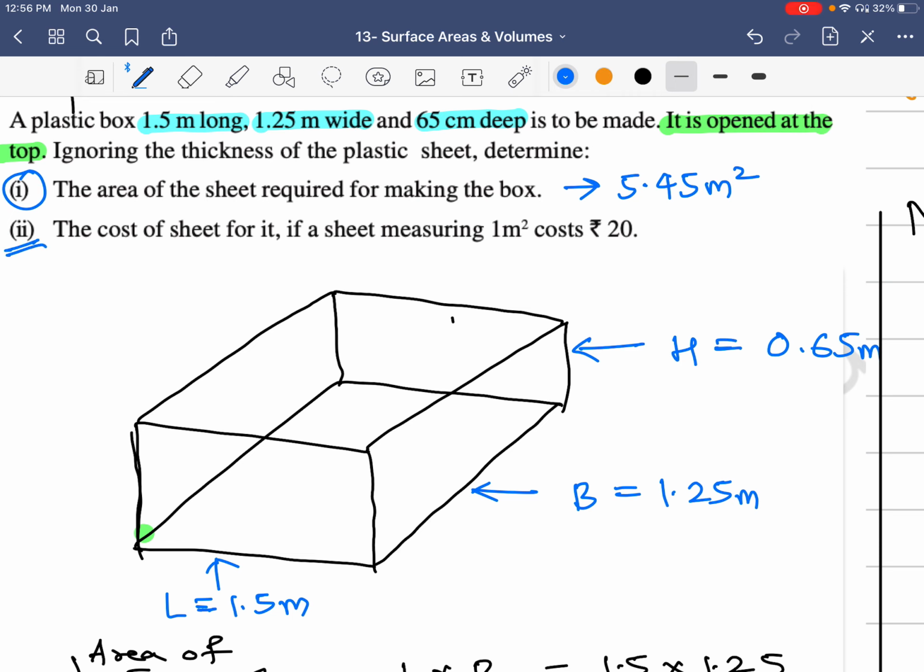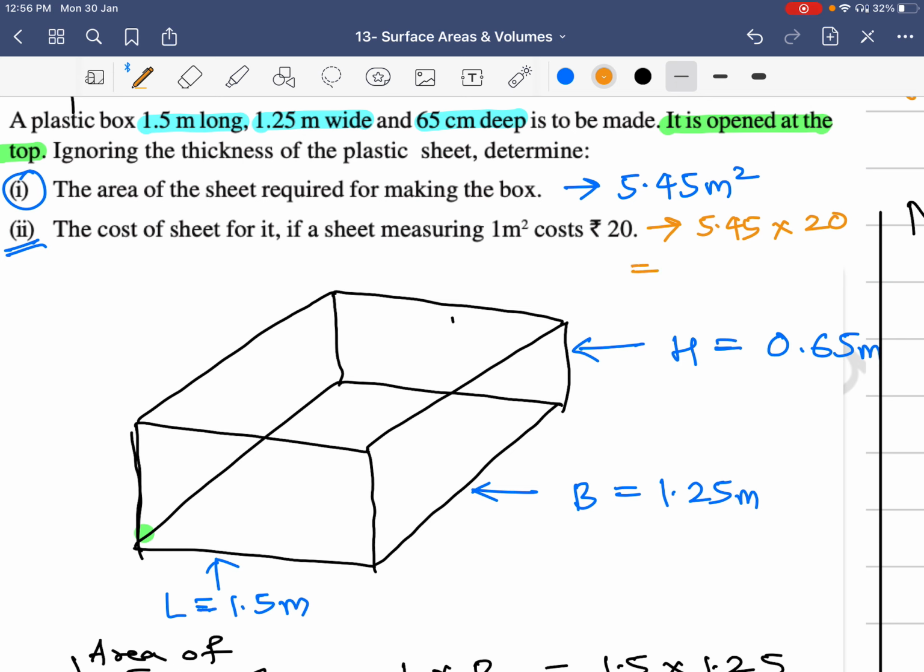Now what is the second problem? They're saying the cost of the sheet is rupees 20 per meter square. So very simple and straightforward. If 20 rupees is the cost for 1 meter square, then what is the cost for this much meter square? All you have to do is just multiply. So I'm just going to do it right here. That is equal to 5.45 into 20.